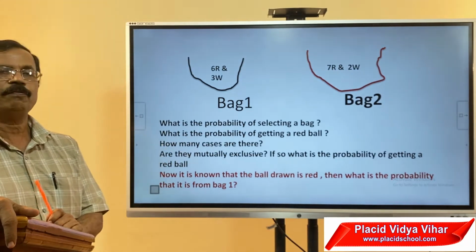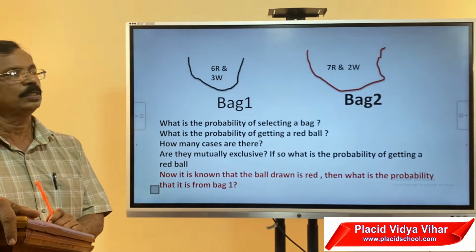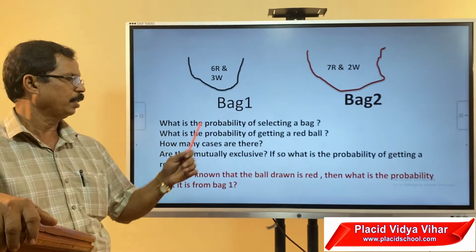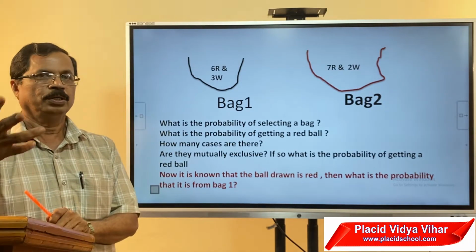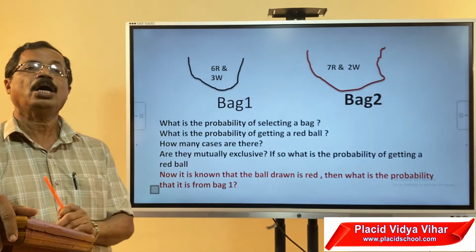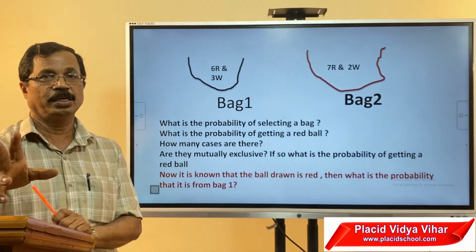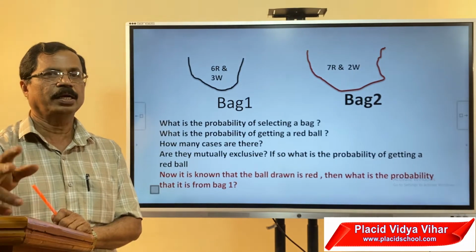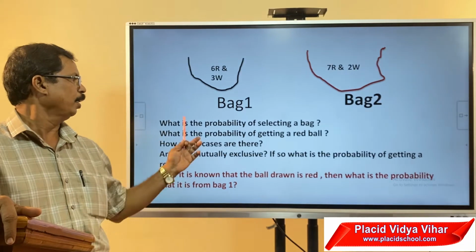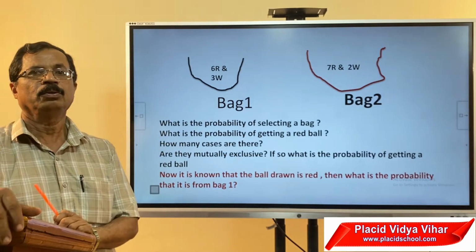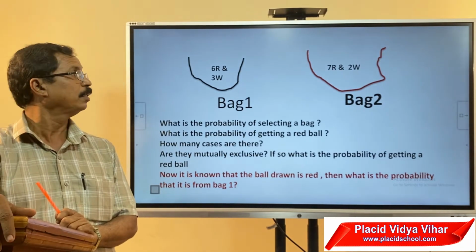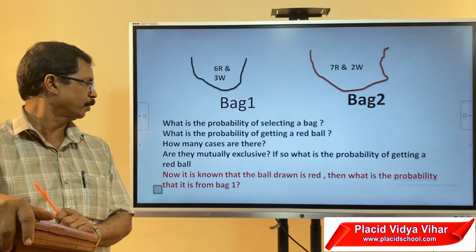Okay, now look at the second question. What is the probability of getting a red ball? We are taking a red ball and what is its probability? So you are in confusion. You know there are 2 bags and you have to think how many cases there are. In such a case there are 2 cases. What are they? One student may select the first bag and take a red ball, or he chooses the second bag and takes a red ball. So there are 2 cases.